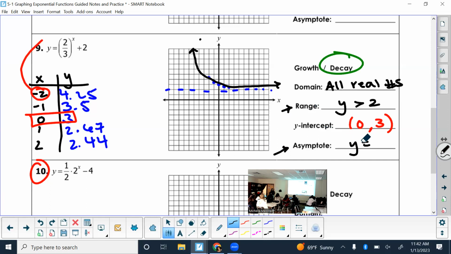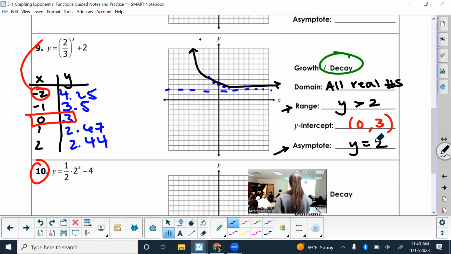Y equals, for this one, it's 2. But it looks just like whatever your range is for that problem. Just instead of an inequality, put an equal. That's it. All right, because it's supposed to be the line that it gets close to but never touches. So lines we use equal signs. Right? Questions? Good.